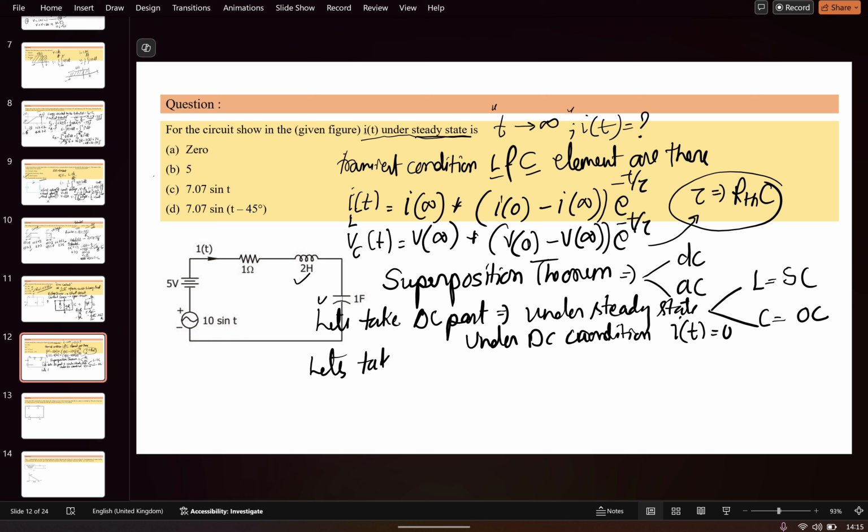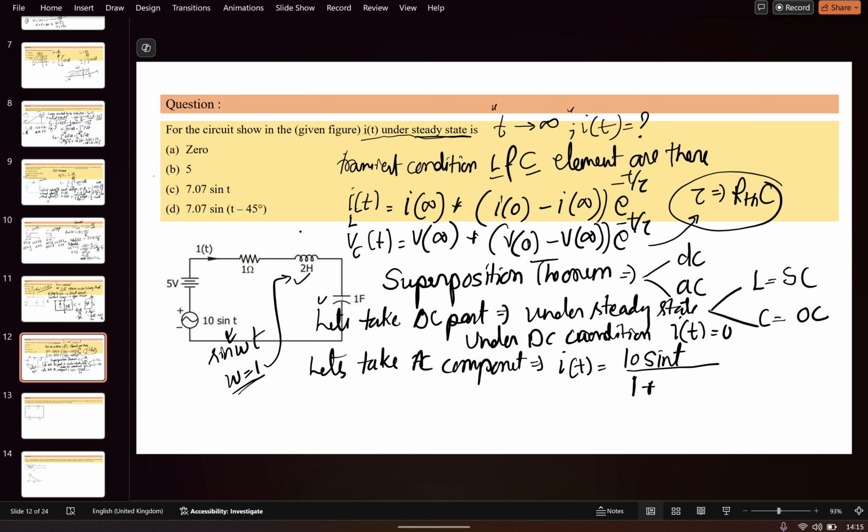Let's take the AC component. What will be the value of I here? I will be equal to 10 sin t, the voltage divided by the impedance. Impedance is R plus j omega L. Omega is 1 here because this is the standard term sin omega t. The same omega will be reflected in the capacitor too. So it will become j2 and this will become minus j. Okay, 1 plus j2 minus j. It will become 10 sin t divided by 1 plus j.